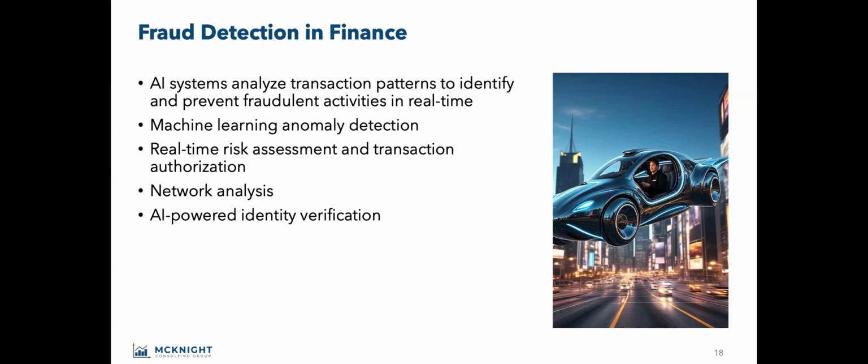Now, fraudulent activities are becoming more and more difficult to determine, at least by human intervention. But largely with AI, these finance companies are ahead of the game and keeping fraud at an all-time low and continuing to go down through machine learning anomaly detection, real-time risk assessment and transaction authorization, network analysis, and AI-powered identity verification. We'll come back to that in a minute.